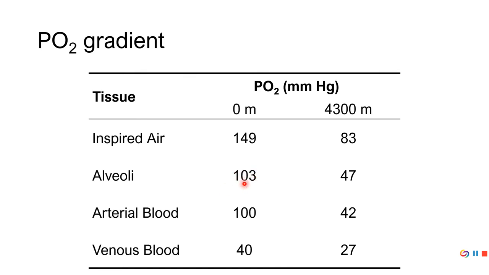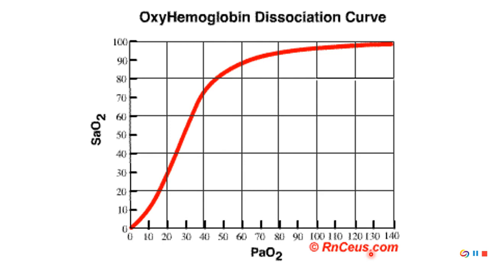But if we go up to about 14,000 feet, notice that the gradients are very different, right? So inspired air is about 83, oxygen in your alveoli is only about 47, the AADO2 is widened a little bit, and that's because the gradient is reduced, and so it takes a lot longer for oxygen to diffuse out of the alveoli and into the blood. Okay, so even though we've got a smaller gradient, that slows down the rate of diffusion, and that causes a problem. So we can look at this by being on the oxyhemoglobin curve.